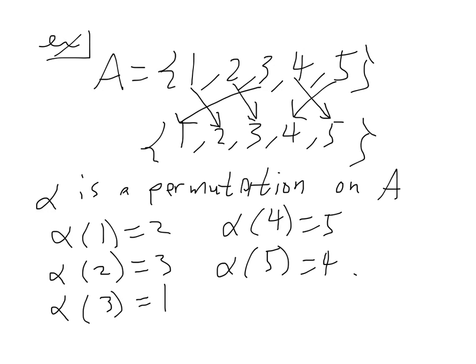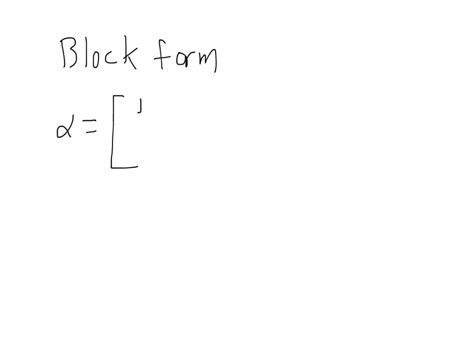We could check that this function is one-to-one. Nothing has two different things mapped to it, and that it's onto. Everything gets hit. Okay, so now we would like to be able to represent this function in an alternate way, and the way we're going to represent this function is in what's called block form. Basically the way we represent this permutation alpha in block form is we write all the elements of A, which was the set 1 through 5, and then beneath them we just want to write alpha of them.